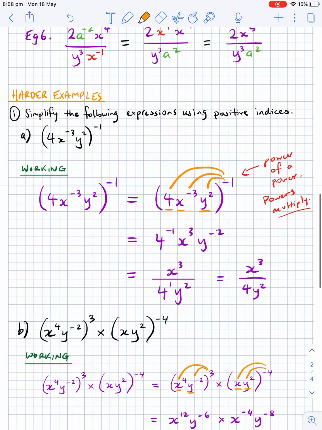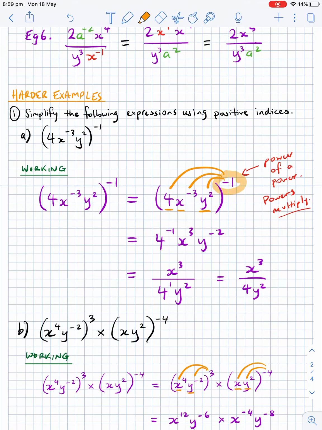Okay, so harder examples. Simplify the following expressions using positive indices. Let's have a look at this big expression that we need to try and simplify by getting rid of these negative powers somehow. So the idea is that when you are powering other powers, so this is an example of a power of powers, you want to be thinking that your powers are going to be multiplying.